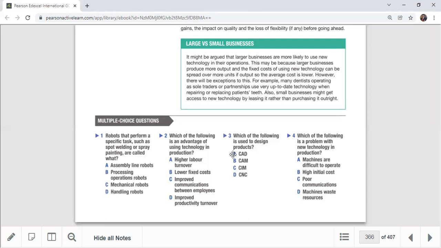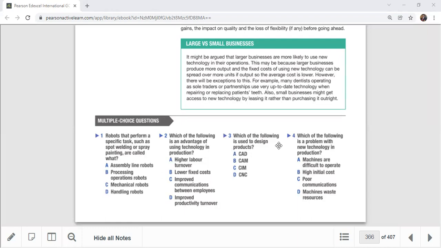Question number 3: which of the following is used to design the product? Easy question. A is the correct answer. 7 students gave the correct answers. Very good. CAD, computer-aided design, right?